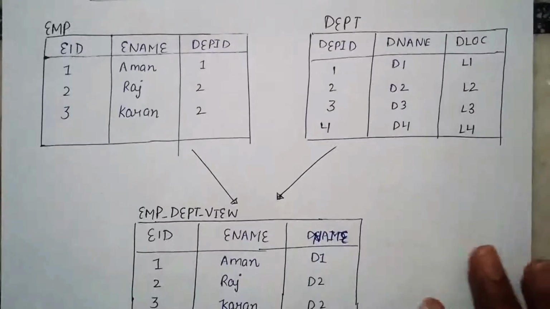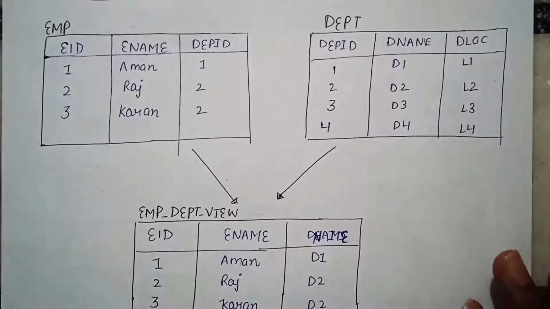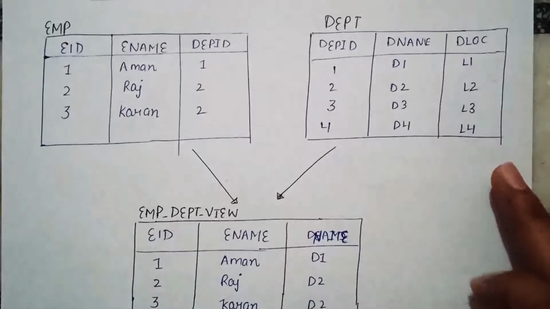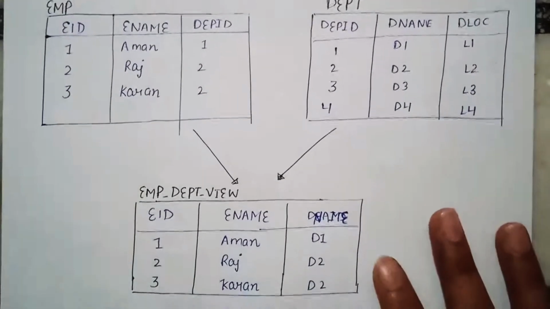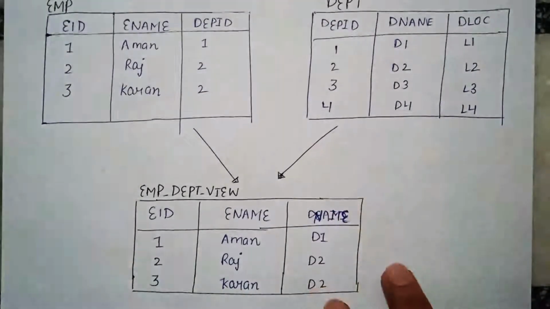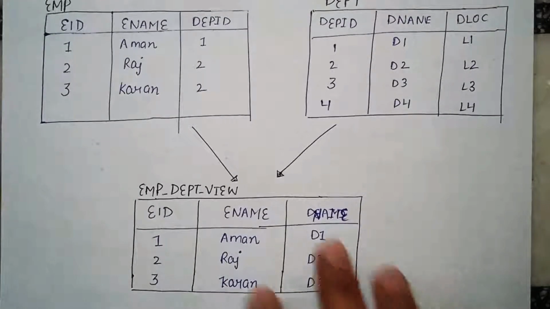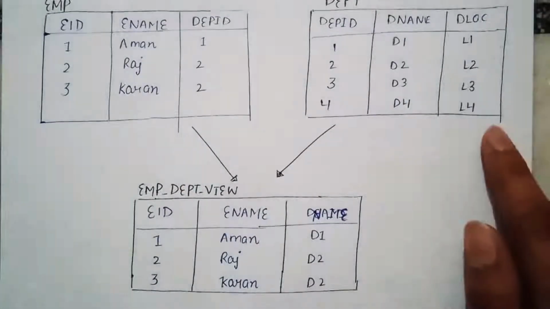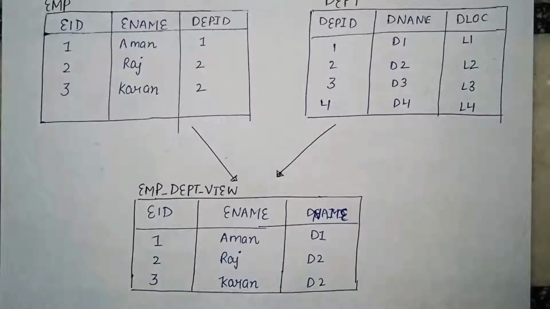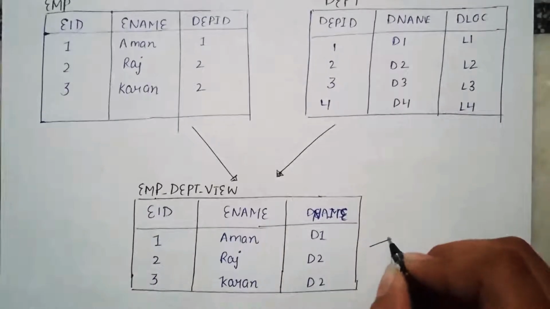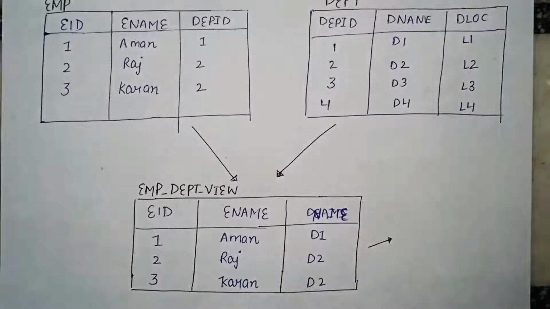Now here in this example we can see that there are two base tables, the employee base table and the department base table. We have created a view by using these two tables. This is an employee department view that is going to be created by using these two base tables. So this view is known as a join view.